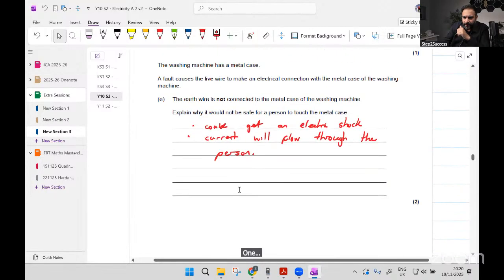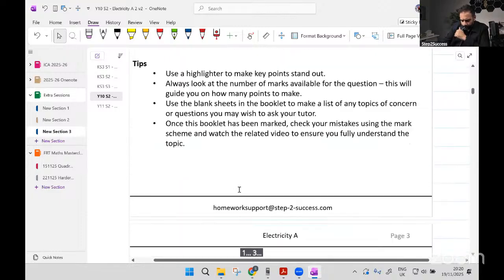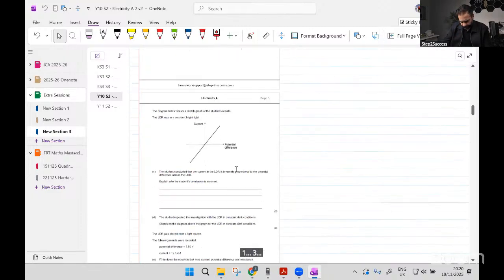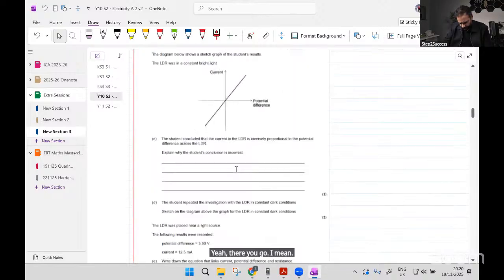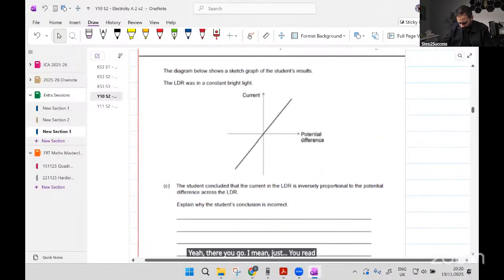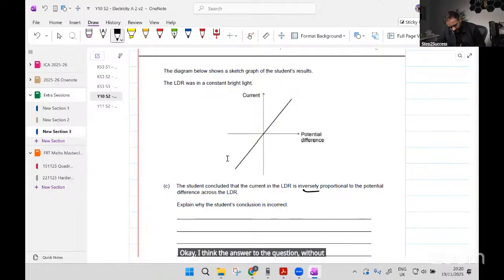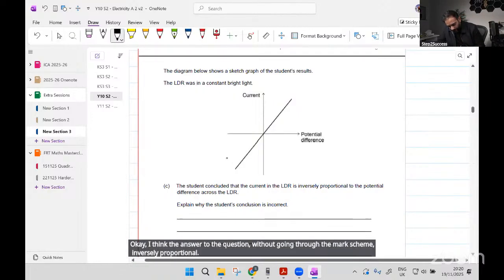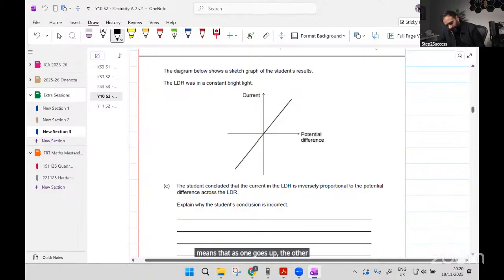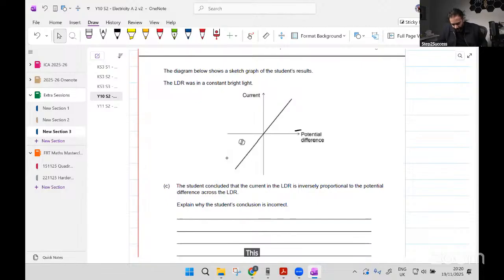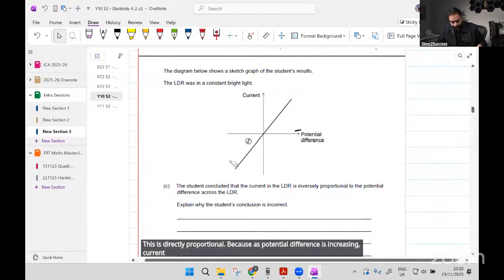1C. I think the answer to the question, without going to the mark scheme, is that inversely proportional means that as one goes up, the other goes down. Like that's inversely proportional on a graph. It means that as one is increasing, the other one is decreasing. This is not inversely proportional. This is directly proportional because as potential difference is increasing, current is increasing. That's what I would say.